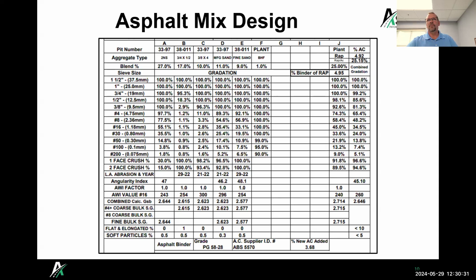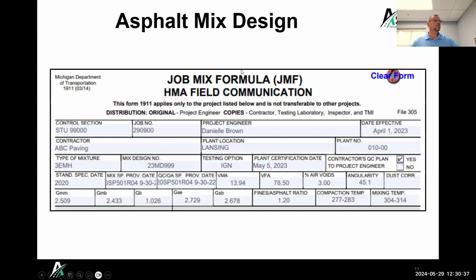And like we talked about before, if they give you a 1911 form that was already approved for a job, then you have that assurance that, hey, this has been checked by MDOT, and so it should still be good as long as it's not, you know, 10 years old.